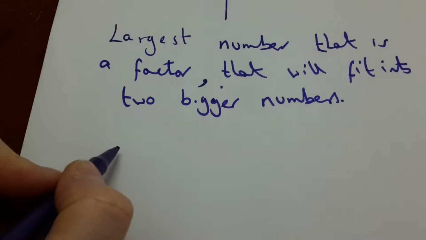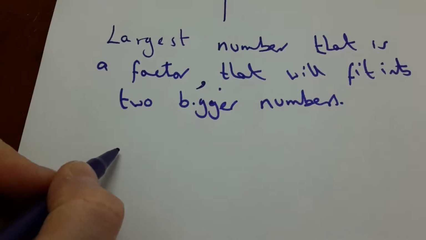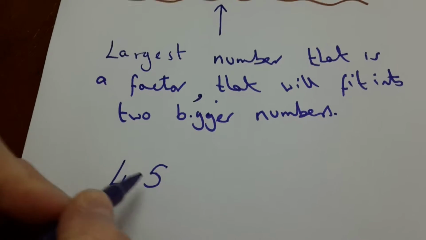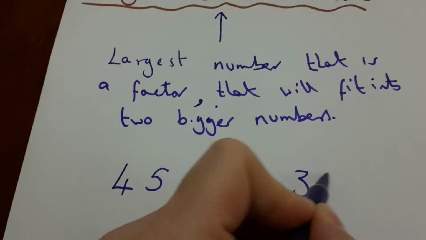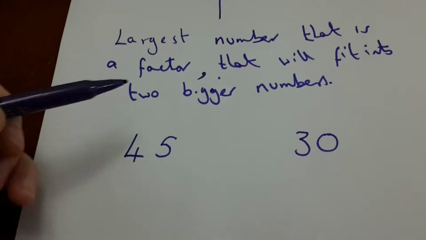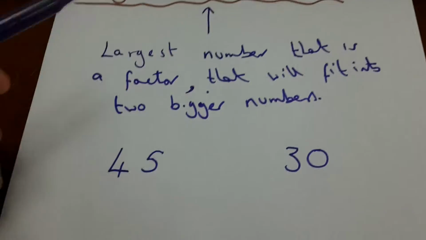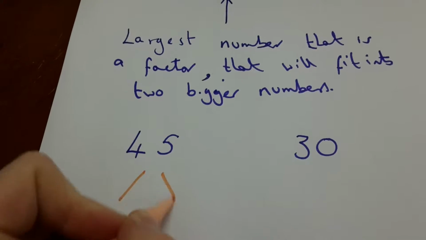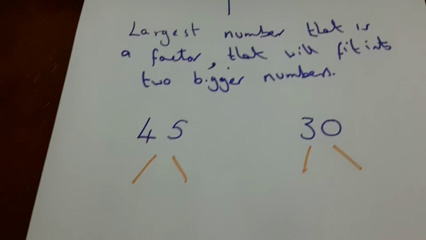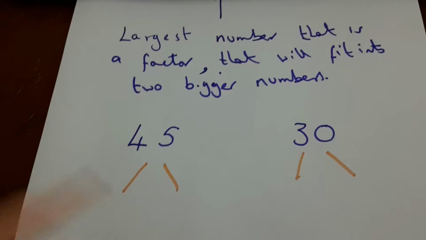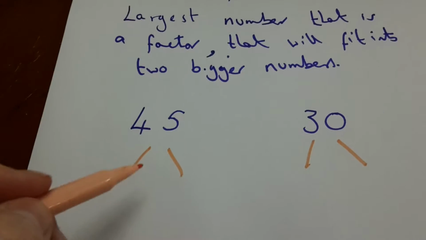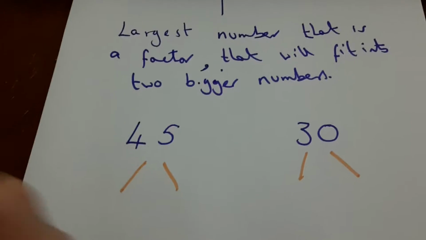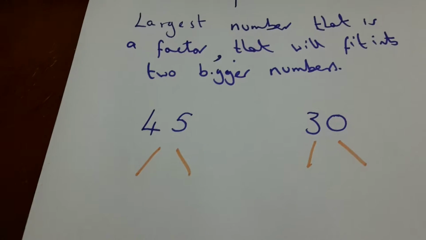So for example, let's have a look at 45 and 30. We're looking for the biggest number that will go into both of them. Now the easiest way to do that is to decompose them using primes, using a factor tree. It's called a factor tree because it looks like a tree, because you're going to grow more and more branches the more you break it down.